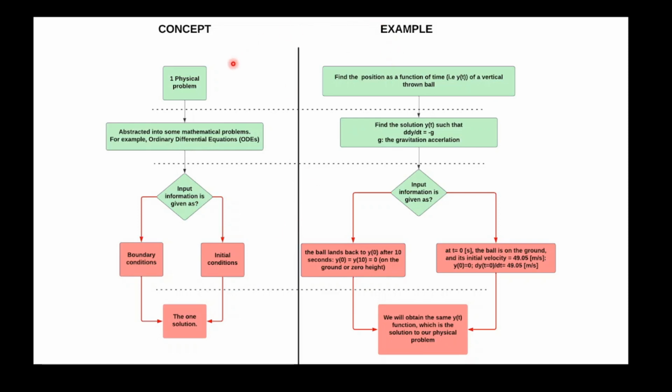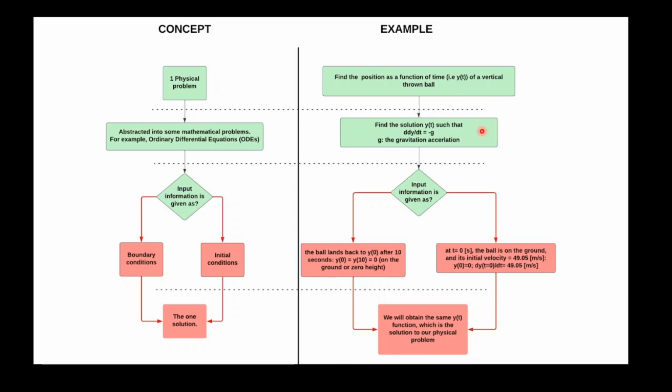So this is an example of the concept. The physical problem would be: find the position of a vertically thrown ball, and that position will be a function of time called y(t). Based on our physics principles and some physical phenomena that we learned in high school or university, we derive the second-order differential equation: if you differentiate the position y twice with respect to time, then we get minus the gravitational acceleration for the vertically thrown ball.